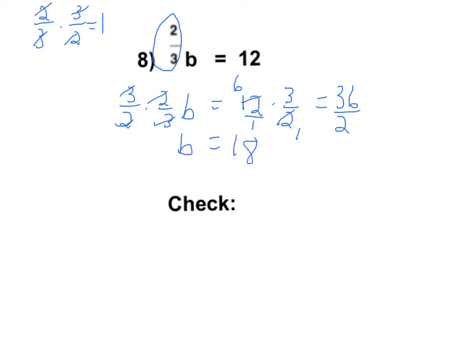I can double-check this by taking 2/3, multiply it by what I got as my answer, 18. Does that give me 12? I can add a 1 there. I can cross-reduce, and 2 times 6 is 12. So yes, this checks. All right, one more.